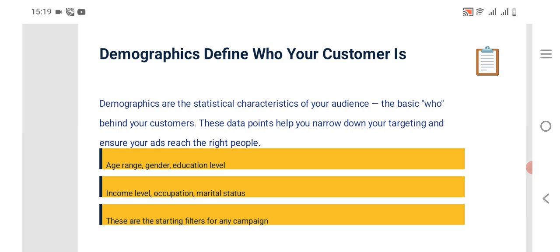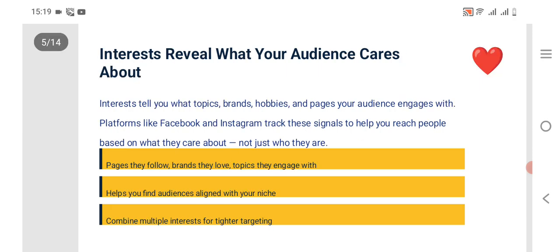That is demographics. Let's move on. Interest reveals what your audience cares about. Interest means what makes them excited. What is that thing they see that they feel like, yes, I love doing this. So interest tells you what topics, brands, hobbies, and pages your audience engages with. Platforms like Facebook and Instagram track these signals to help you reach people based on what they care about, not just who they are.